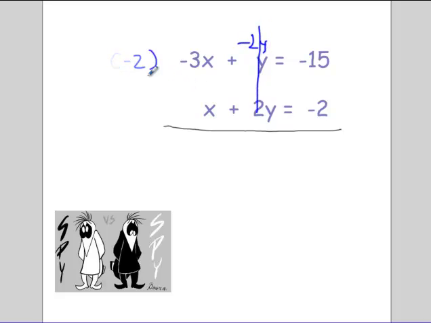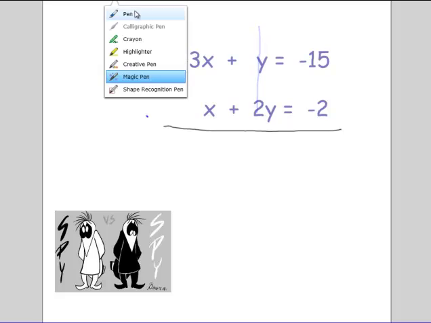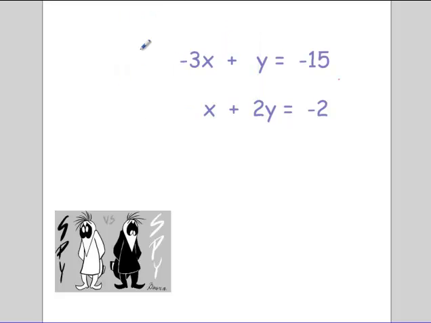So which one would you pick? Multiply the bottom equation by 3 or the top equation by negative 2? It doesn't really matter. So let's suppose we chose to multiply the bottom equation by a negative 3. I would get a positive 3x, a 6y, and equals a negative 6. Now, instead of erasing, because I might want it back, I'm just going to scratch that out.